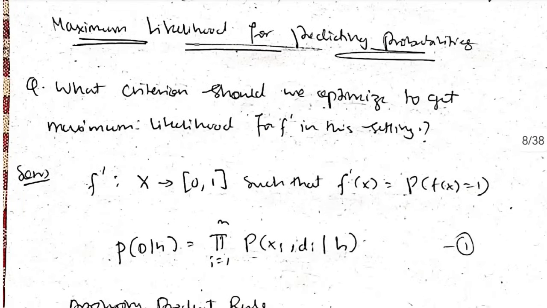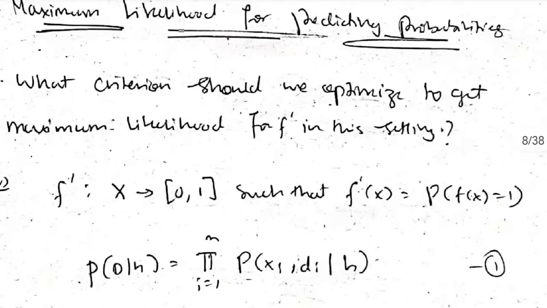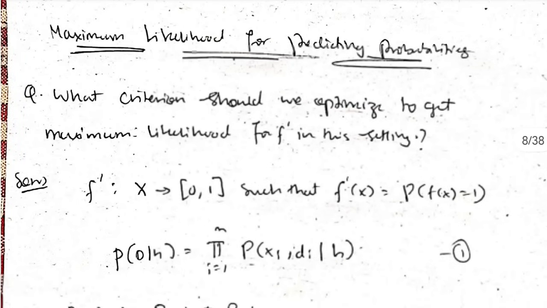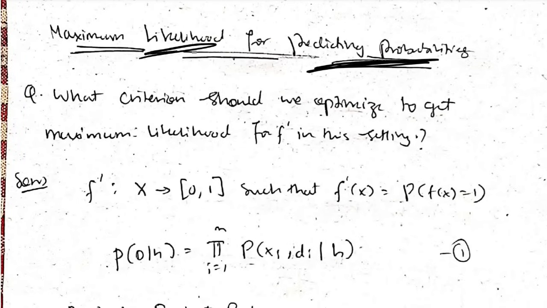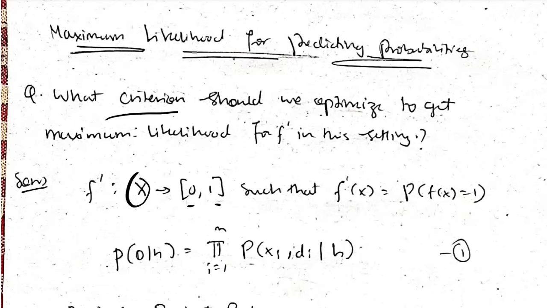Next, these are subtopics which might be asked in the exam, or just for your information. If you want, you can skip this one. Maximum likelihood for predicting probabilities. How can we use maximum likelihood for predicting probabilities? What is the main criterion that should be maximized for getting the most optimal solution? Just consider f dash as that criterion which we are trying to find. F dash in this setting is x belongs to 0 and 1, x has values 0 and 1, such that f dash of x is equal to the probability that f of x is equal to 1.